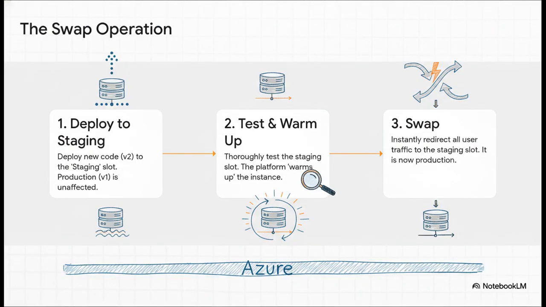Once you're totally confident that the new version is good to go, you perform a swap. Now, before anything happens, Azure warms up that staging slot, making sure the application is fully loaded and ready to handle requests. Then, with a single click, it just flips the switch. All of your production traffic is instantly rerouted to the new version. Your old version is now sitting in the staging slot, which is great, because if something went wrong, you can swap back just as fast.